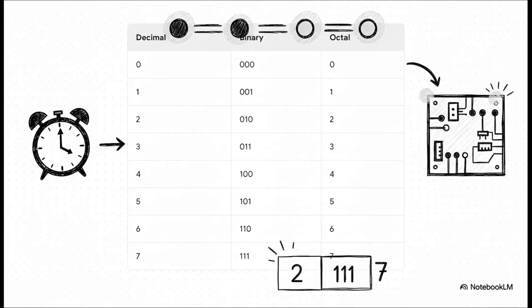You can see here how our normal, everyday numbers have a direct translation into binary. The number 2 becomes 010. The number 7 becomes 111. It's really just a different way of representing the exact same value, but it's a way that is perfectly suited for an electronic machine that can only think in terms of on and off.